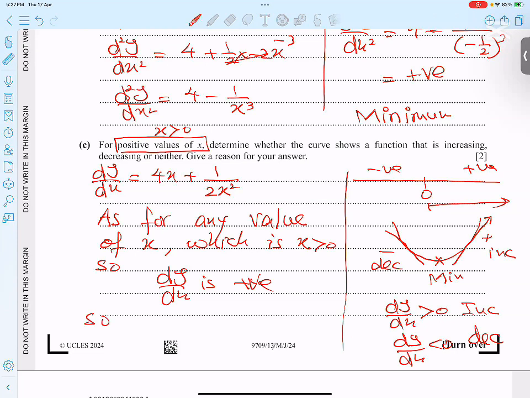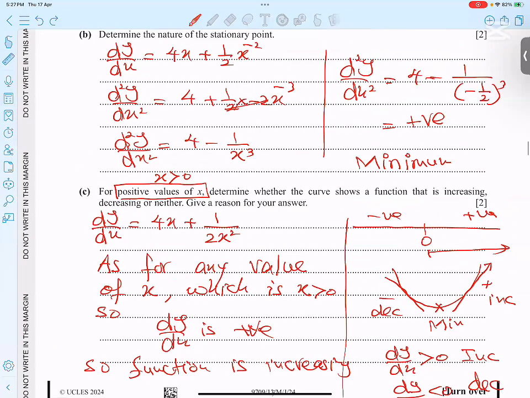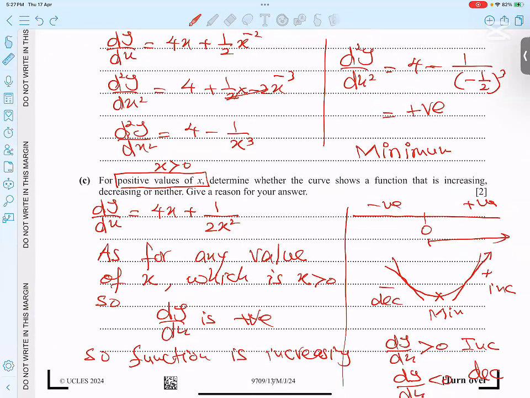So we can say that the function is increasing. This much of a statement is enough, and there is no need to show the numbers, like plugging in 1 and 1. No need to show how many numbers you can put here. Just a simple statement is enough. So that's it. I hope the concept is clear, and let's go for the next question.